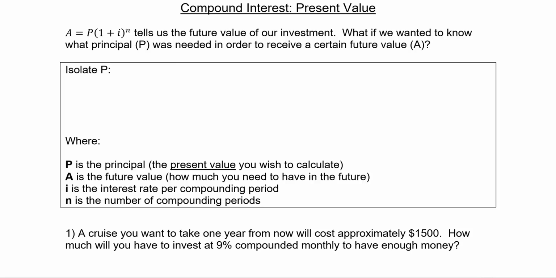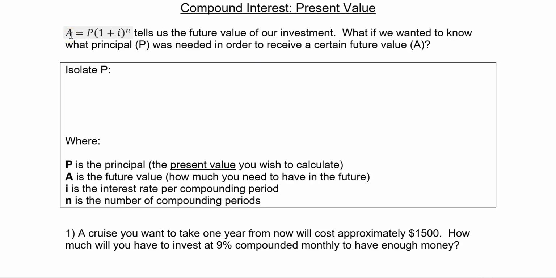This should be a fairly straightforward lesson. We're still going to be using the compound interest formula, A equals P times (1 plus i) to the power of n, but we're going to be using it in a different way. Now, that formula tells us the future value of our investment. We use A for the future value.